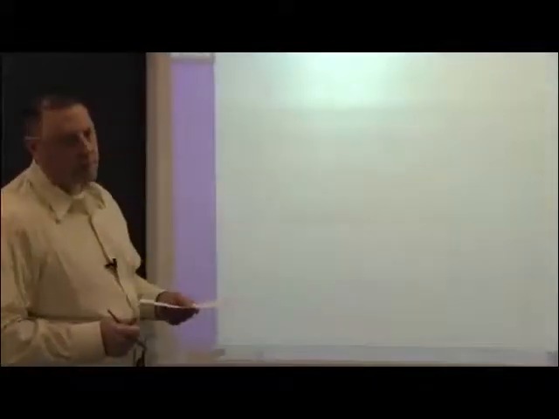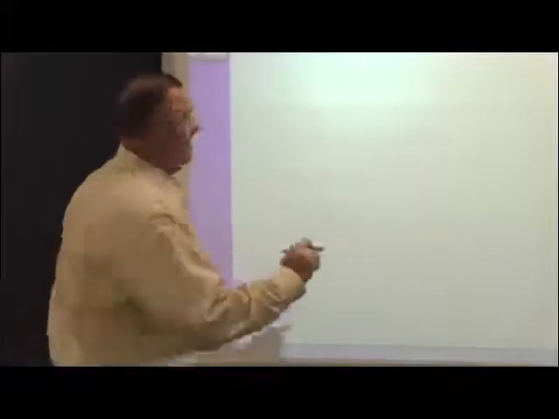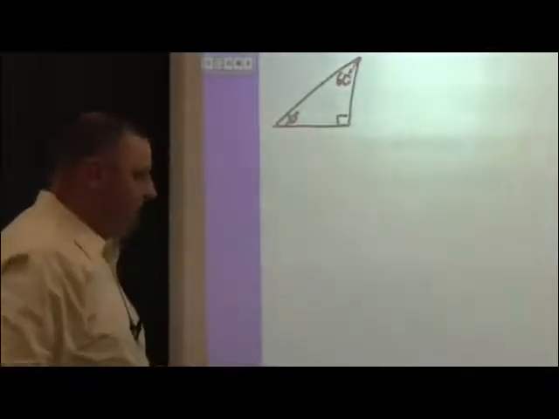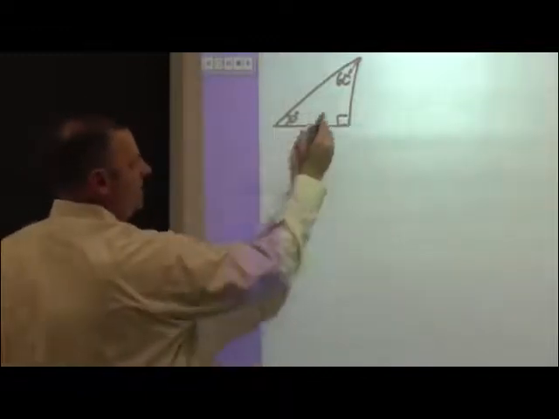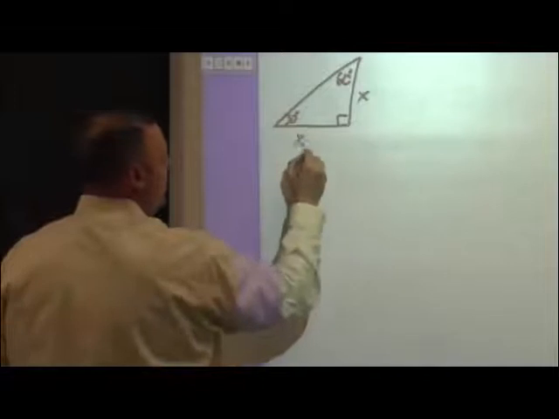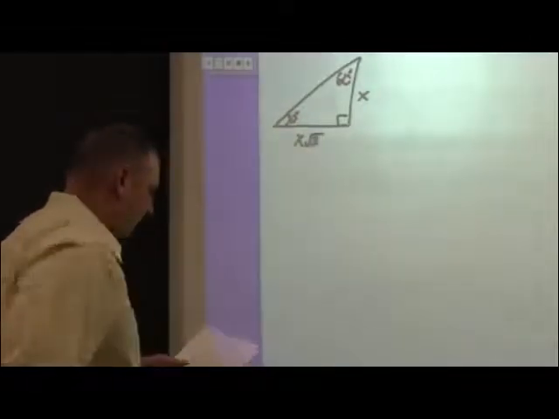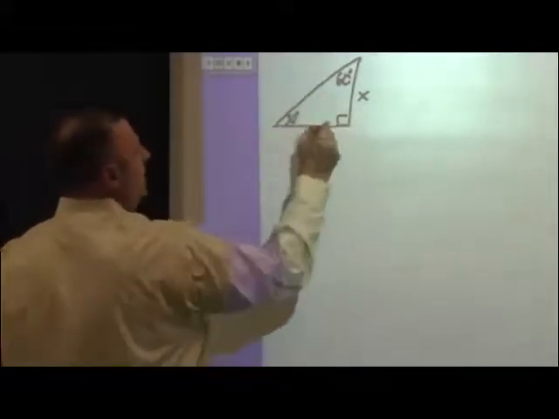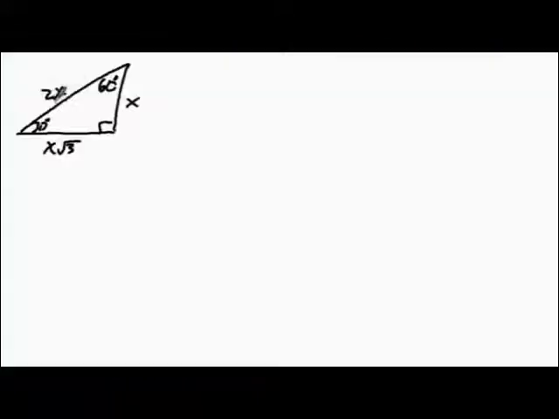Okay, let's talk about special right triangles. The first one I want to talk about is a 30, 60, 90. So let me draw that kind of triangle. I want to put a 30 and a 60 here. Now there is a relationship of sides. The side opposite the 30, I'm going to put x. The side opposite the 60, I'm going to put x radical 3. And the side opposite the 90, I'm going to put 2x.